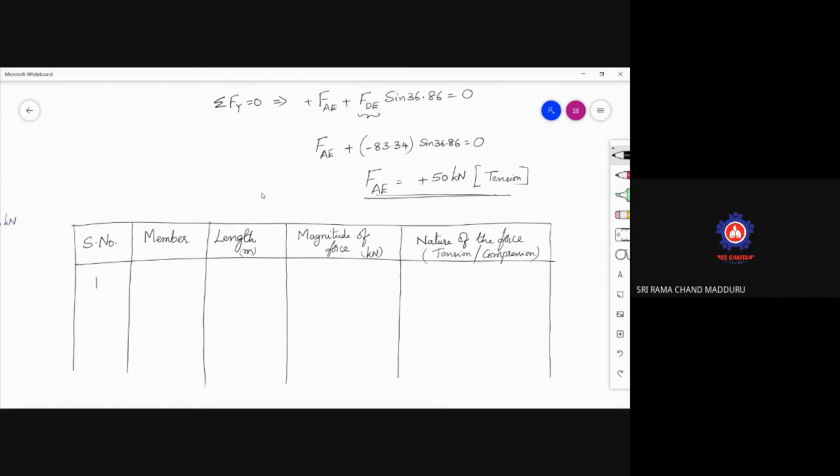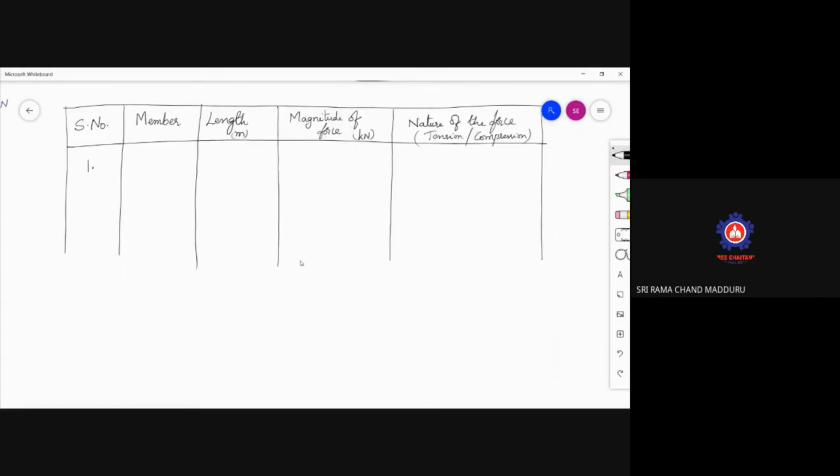Serial number 1, how many members are there? We have a total of 7 members with us. Let me extend the table. At the end, after attaining all the forces in the members, you need to represent them in a tabular form.